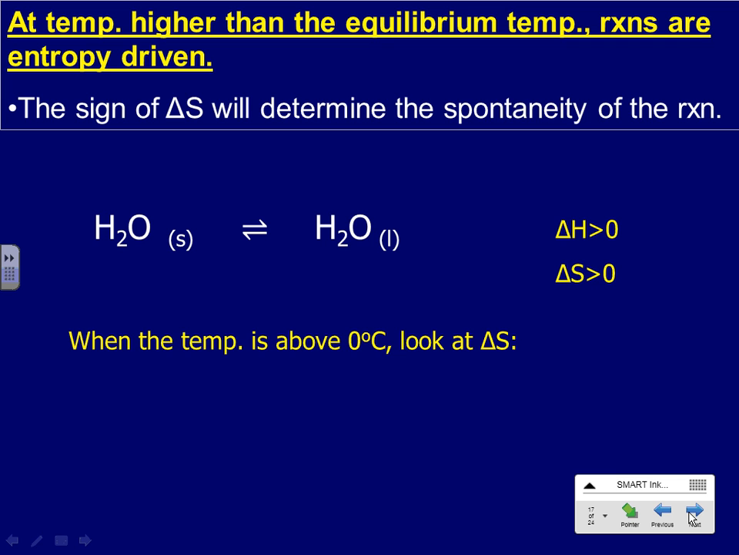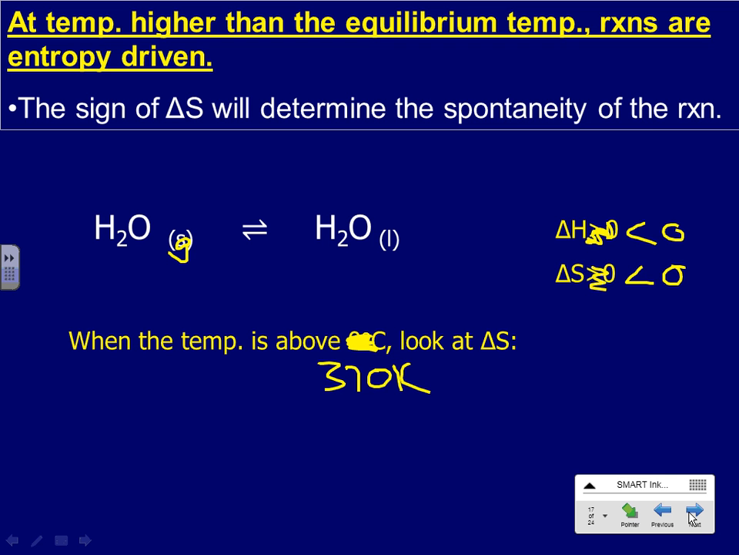at temperatures higher than the equilibrium temperature, we say they're entropy driven. Because now this term, the entropy term, grows larger than the delta H term. Again, this is gas because we changed it. We have here less than 0, and the temperature we're looking at here is 370 Kelvin. So when we have temperatures above the equilibrium temperature, we're looking at the delta S.